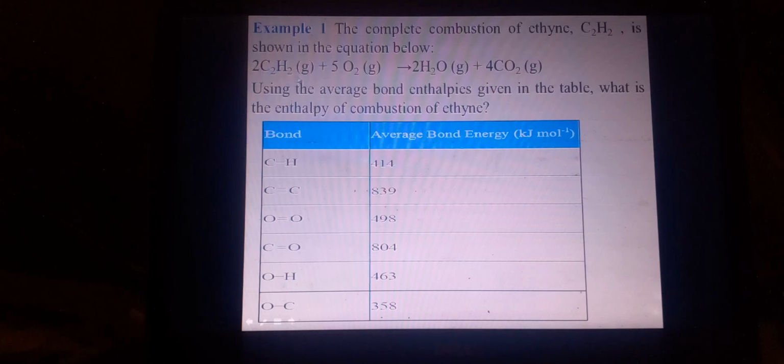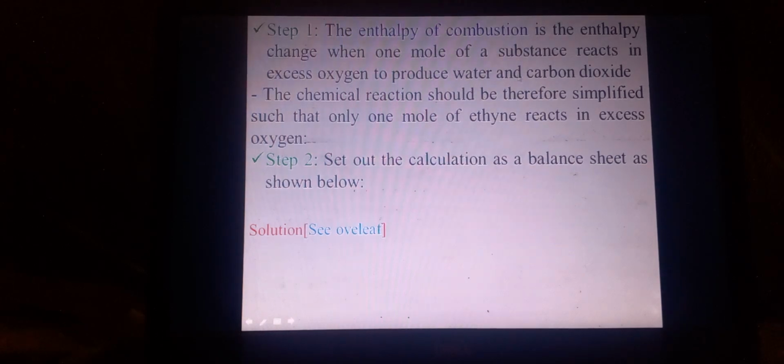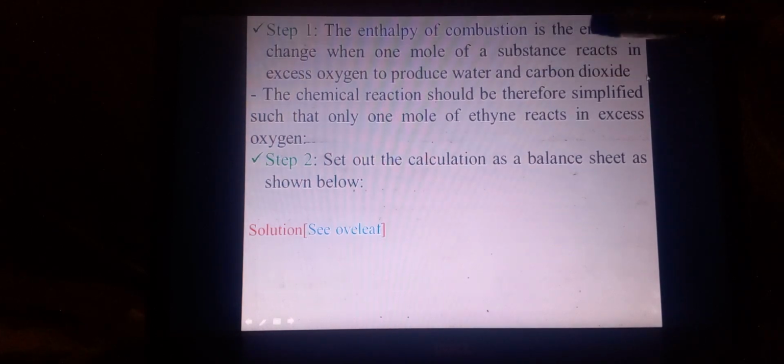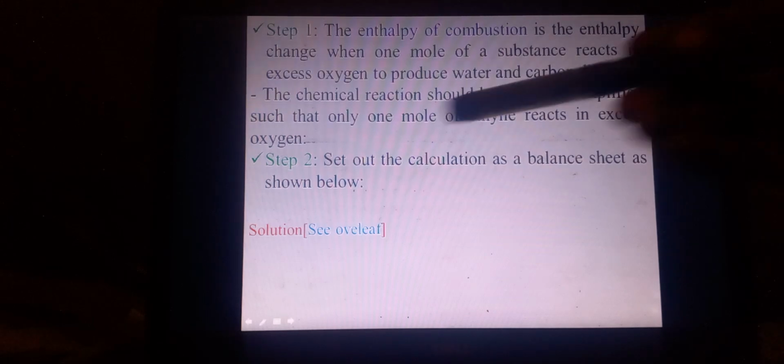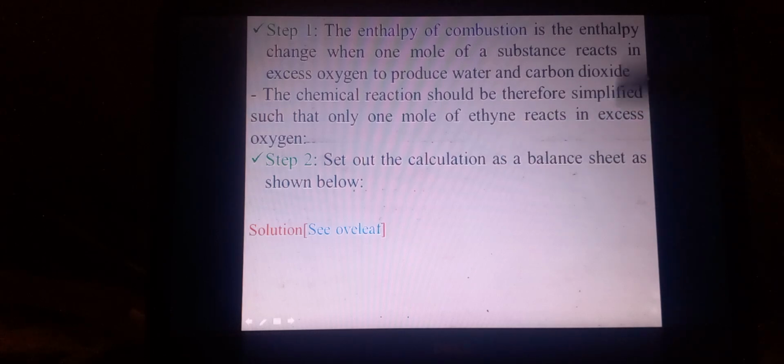Now we're going to see the number of bonds that exist in this particular reaction. First of all, we want to define what is enthalpy of combustion. Enthalpy of combustion is the enthalpy change when 1 mole of a substance is completely burnt in oxygen to form the products. Or as per this reaction, the enthalpy of combustion is the enthalpy change when 1 mole of a substance reacts in excess oxygen to produce water and carbon dioxide. So the chemical reaction should therefore be simplified such that only 1 mole of ethane reacts in excess oxygen. However, let us look at these calculations here.